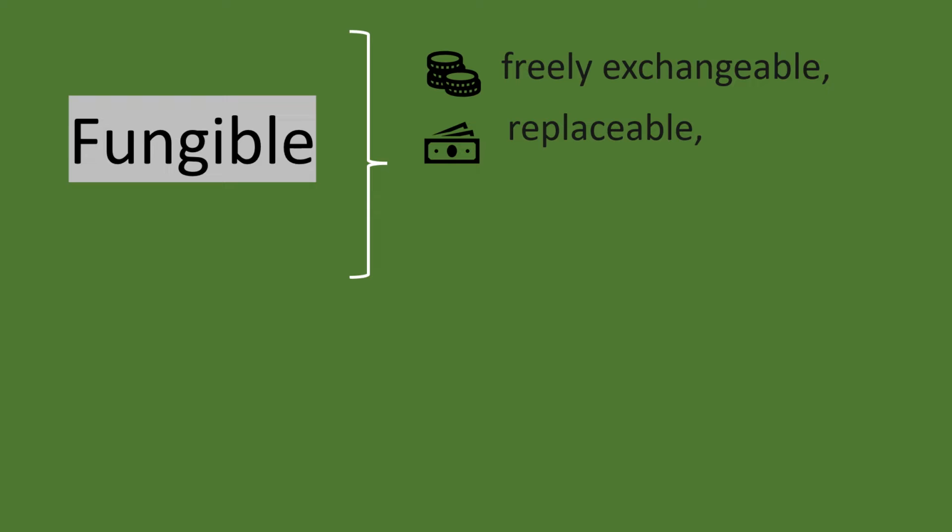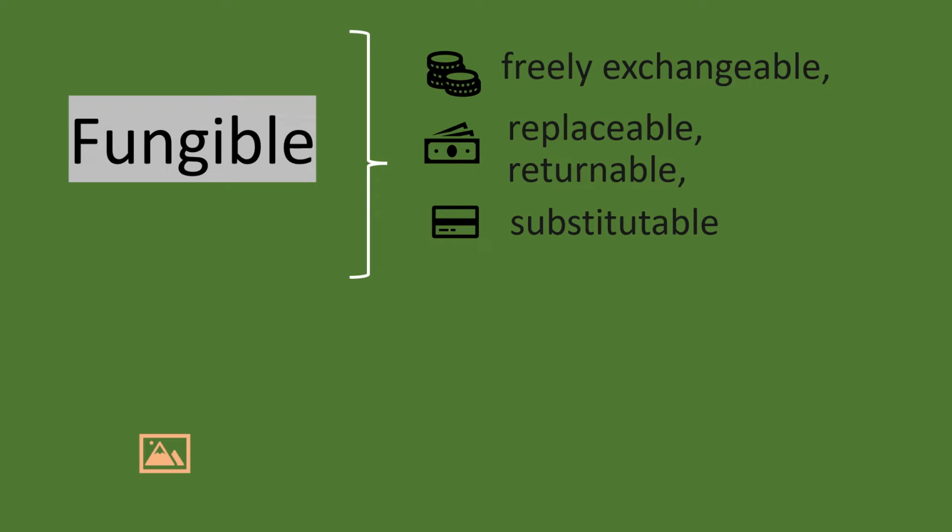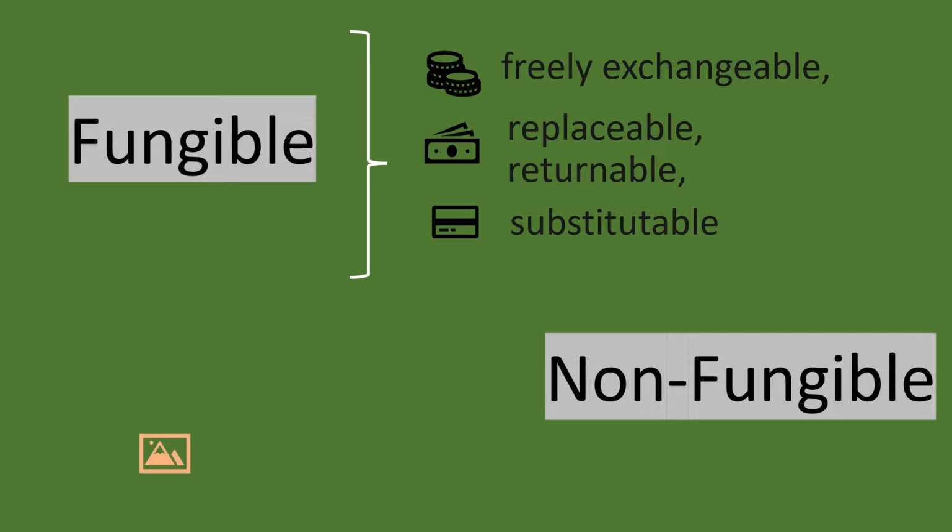Fungible or fungibility. Fungible meaning is replaceable or returnable or substitutive. Money: freely exchangeable, or gold coins which can be traded with other commodities. Currency notes or bills which can be exchanged with other forex markets. Cards: substitutable credit cards or debit cards or any other products which can be substitutable. Credit cards can be upgraded from bronze, silver, gold or platinum.